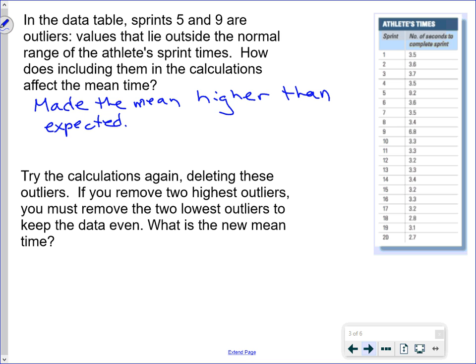So we're going to redo this, but this time we're not going to include data points 5 and 9. Those are the highest ones. And our lowest values are 2.8 and 2.7. So we're going to calculate this again without those 4 values. When we add up the rest of the times, we will end up with 54.1 seconds.